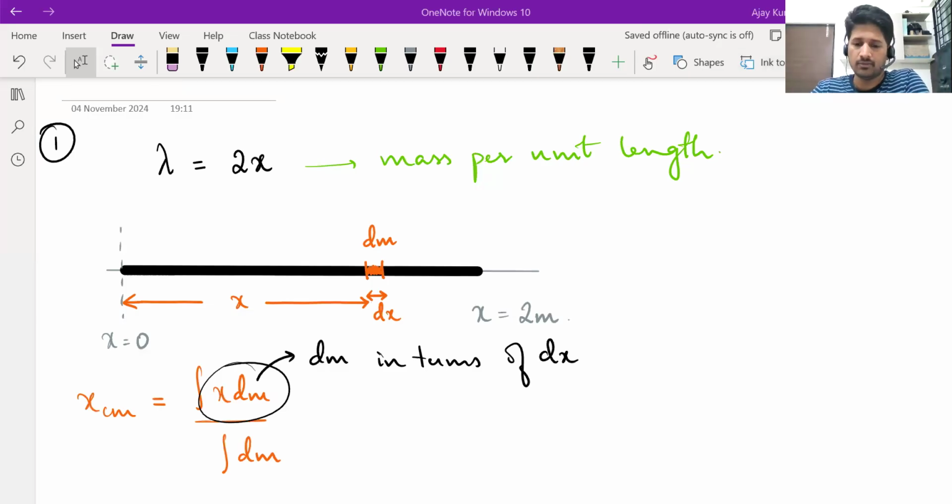Right. Any answer, any of you? So 2x by 3. Substitute limits, no? You know from which x coordinate to which x coordinate the rod lies. So finally, the answer will be a number, like some distance you will get.